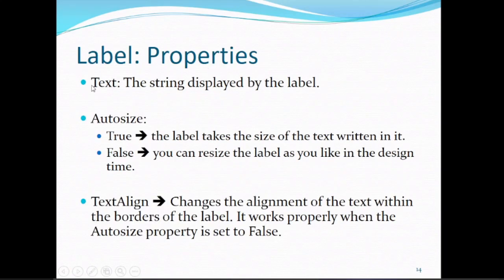Label's properties are the same properties for all labels. Text, the string displayed by the label, and auto size. Auto size means the label's size will expand or reduce according to how much text you have. Text align changes the alignment of the text within the borders of the label. It works properly when the auto size property is set to false.